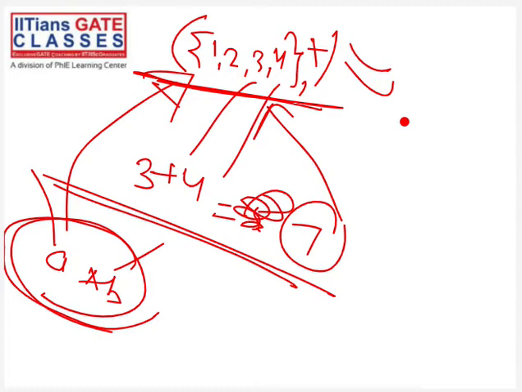So if you can find at least one pair such that the closure property is violated, then you can say that this pair does not satisfy the closure property.